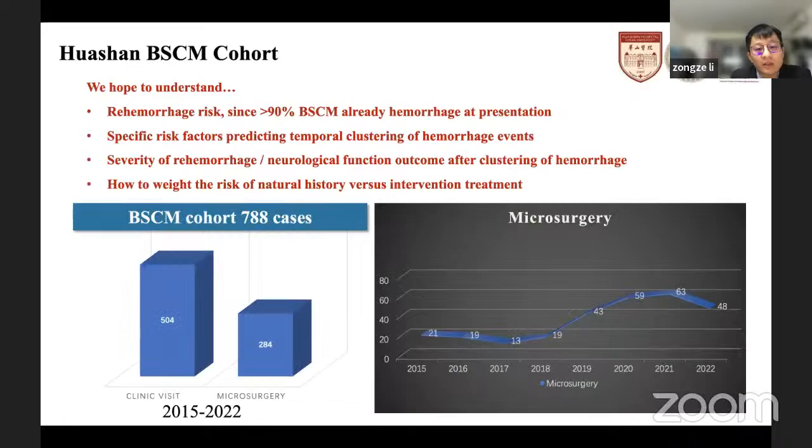Over the past 8 years, we have had an increasing number of brainstem CM surgeries at Huashan Hospital, with a stable number of over 60 cases per year. Therefore, based on the Huashan brainstem CM cohort, we aim to understand the rehemorrhage risk and to explore the specific risk factors to predict a temporal clustering of hemorrhage events. We want to evaluate the severity of rehemorrhage, which means the neurological function outcome. And lastly, we need to weigh the risk of natural history versus interventional treatments.